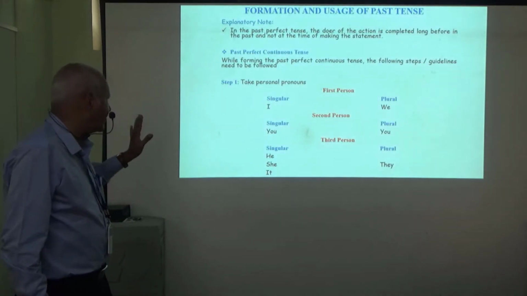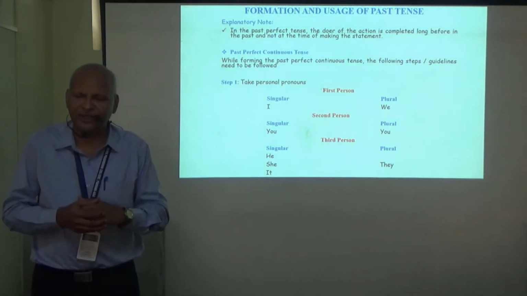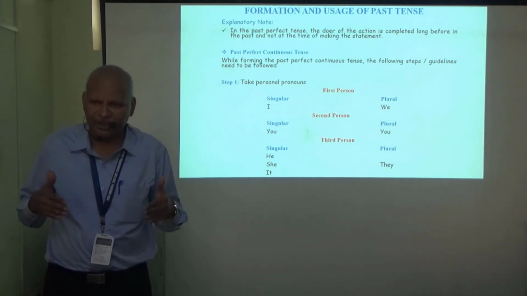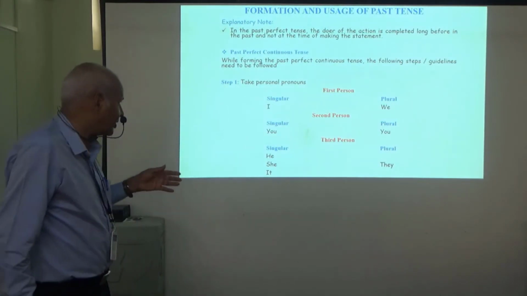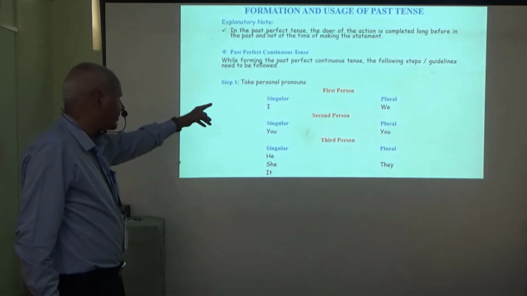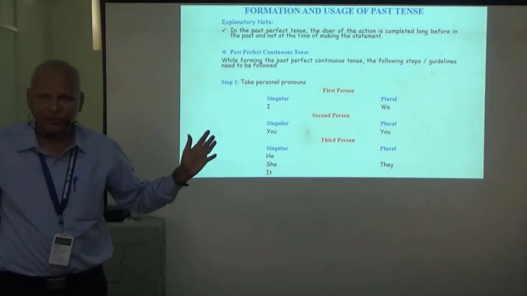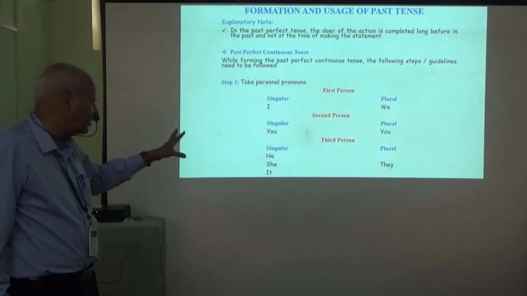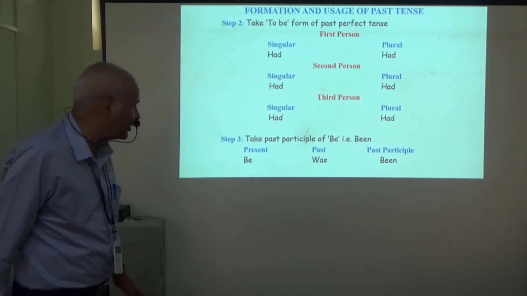Then one more tense, past perfect continuous tense. There is one more tense, past perfect continuous tense. This is another form of making a statement in the past tense. So here also, as usual, we have to follow certain steps. While forming the past perfect continuous tense, the following guidelines need to be followed. First step, as we all know, take the personal pronouns, first person, second person, third person, as we took earlier.